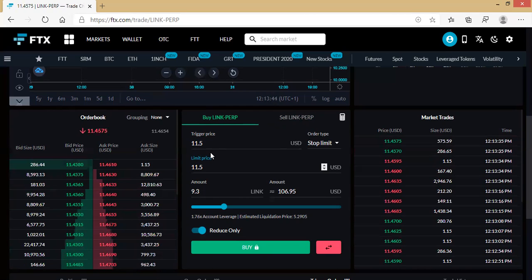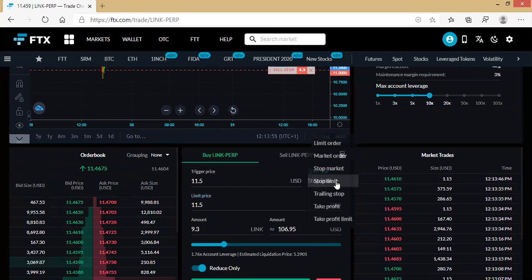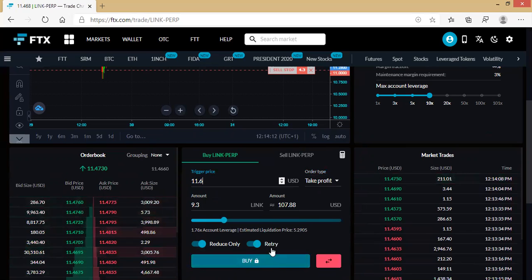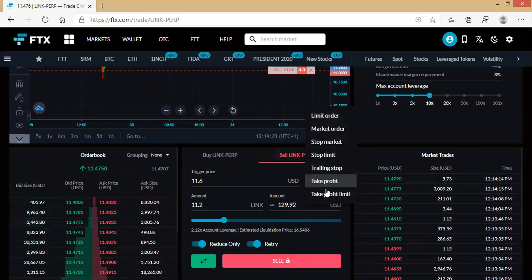Then if it eventually buys for you, you will need to come back and put the price at which you want to sell. You could use the limit order, or you could use the take profit order, whichever one is okay by you. So you're assuming it has bought at 11.5 and you want to take your profit at 11.6, just put it there. See, it has already clicked on reduce only. Since you're not buying again, go right ahead and click on sell, then it will sell for you, okay. So these are the different types and the work they do.